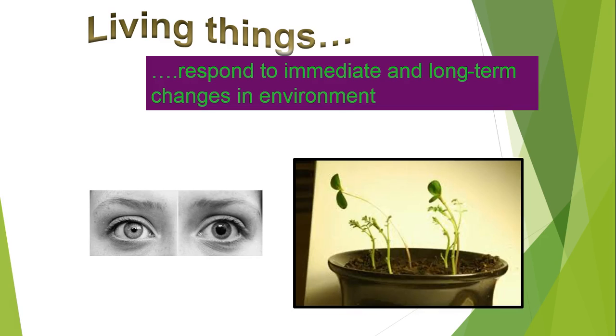Next, living things must be able to respond to their environment, such as something as easy as turning the lights on, causing the pupils in your eyes to dilate or get smaller, or a plant responds to light by growing towards the brightest area. If this pot would be turned around, the stems of the plants would eventually grow the other direction in order to be facing where they find most light.